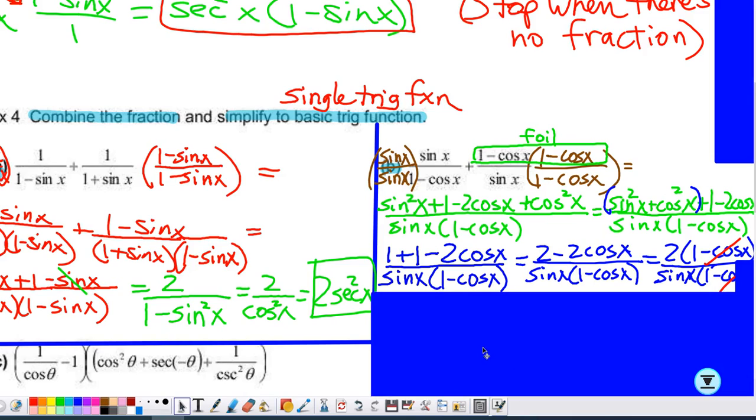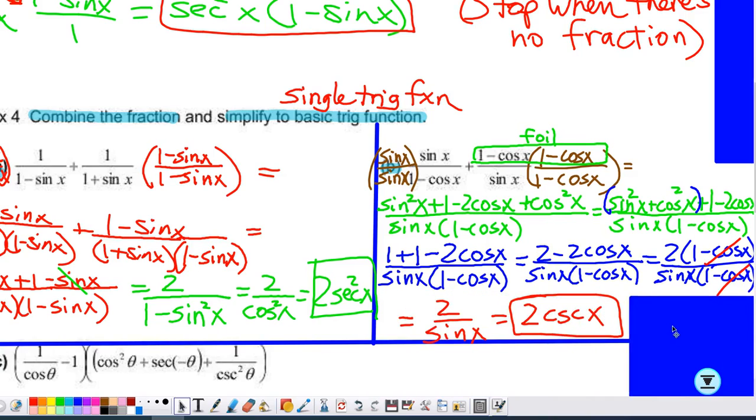Notice, again, I did not multiply the denominator. I left it in fraction form. That's because if you look at 2 minus 2 cosine x, I can factor out a 2 and notice that I have a 1 minus cosine x factor in the numerator and a 1 minus cosine x factor in the denominator. Those can divide out to 1. I'm left with 2 over sine x. Remember, it doesn't say to leave it in terms of sine, so I'm going to change that to 2 cosecant squared x.